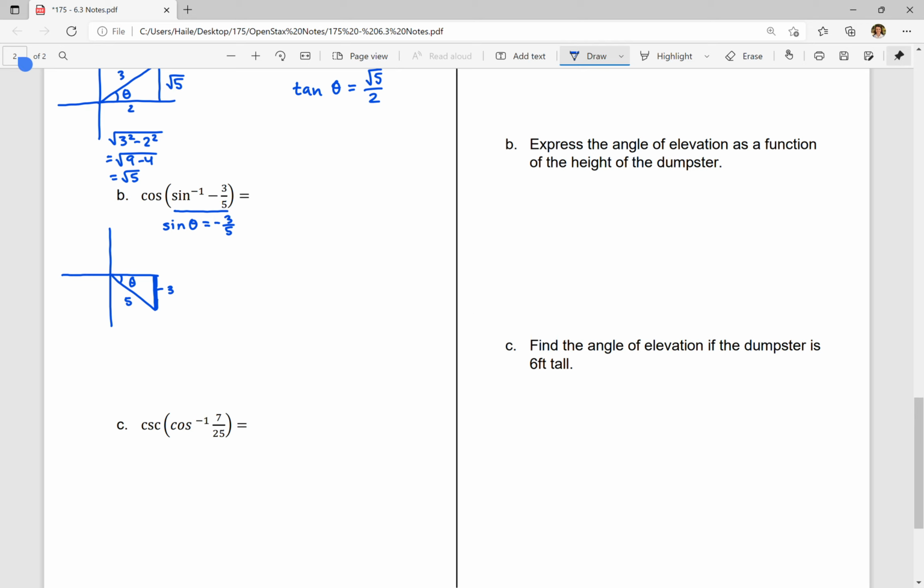Okay, so let's find that missing side up here. The way we're going to do that is, once again, use the Pythagorean theorem: 5 squared minus negative 3 squared is equal to 25 minus 9, which is the square root of 16, which is 4. So this top side of my triangle is just going to be 4. Now that I've found all three sides, I can compute the cosine. So what's cosine of theta? If I look at my triangle, cosine means I need to take the adjacent side and divide it by the hypotenuse. So cosine of theta is equal to 4 over 5, and that's going to be my final answer.